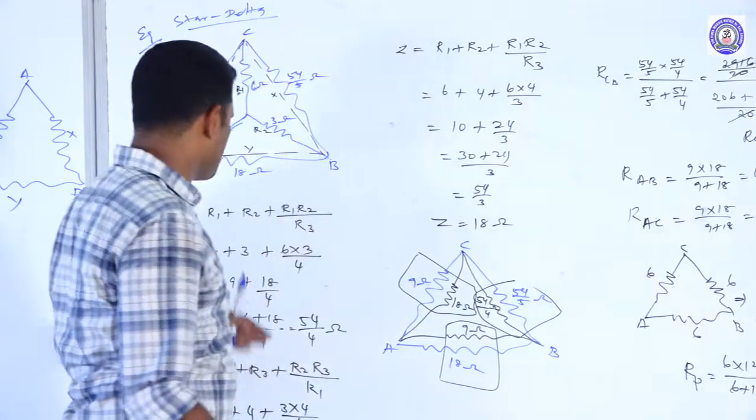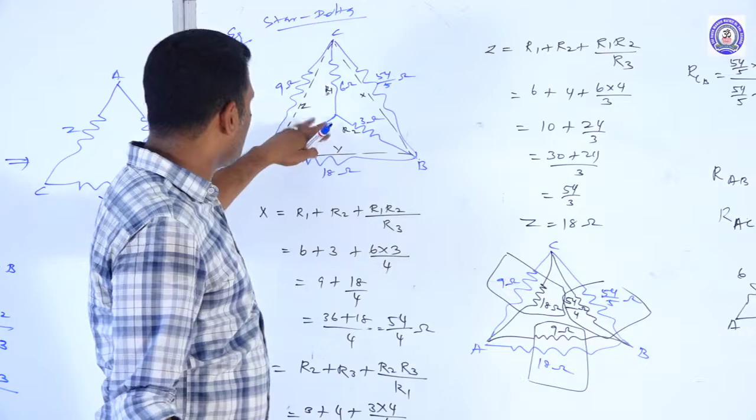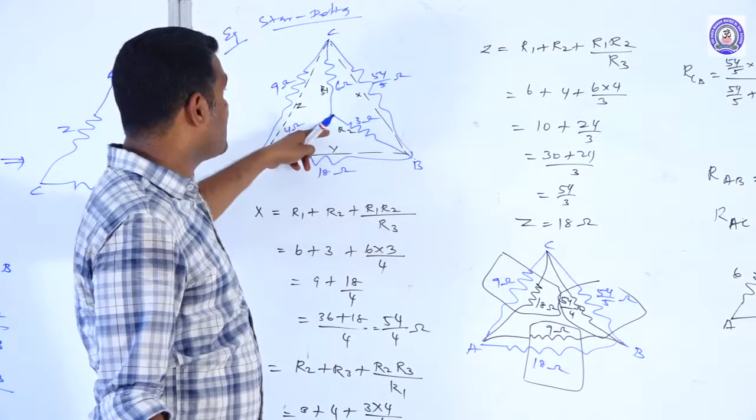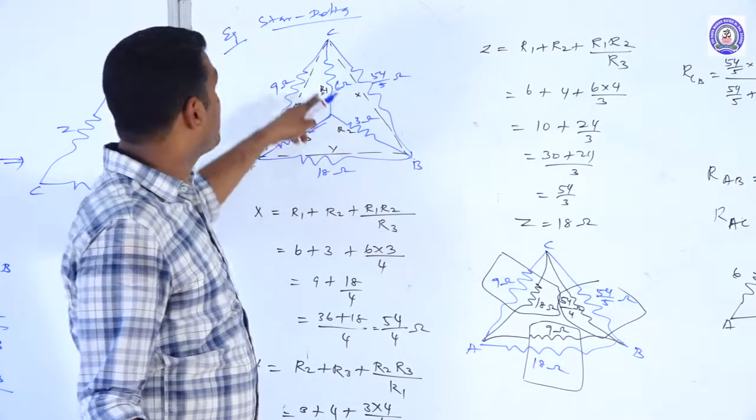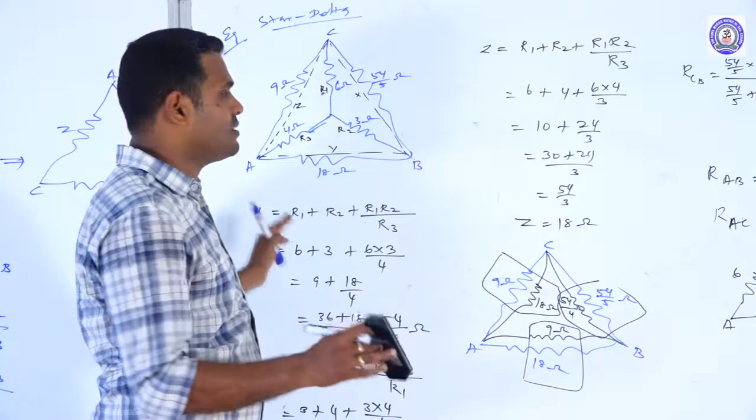Actually, if you look at this expression, look at this circuit, solving this circuit is more complicated. If you use the star to delta connection, it will be very simple.